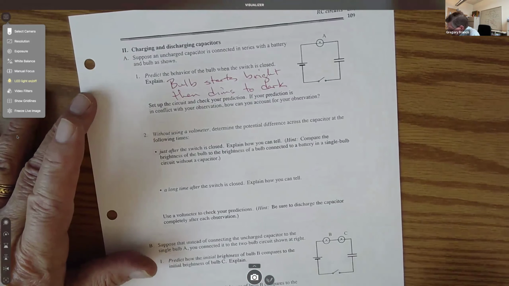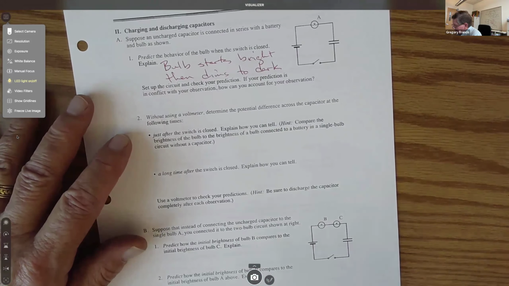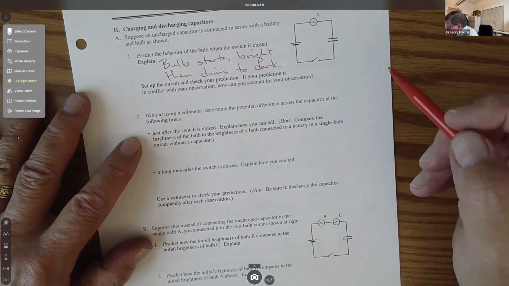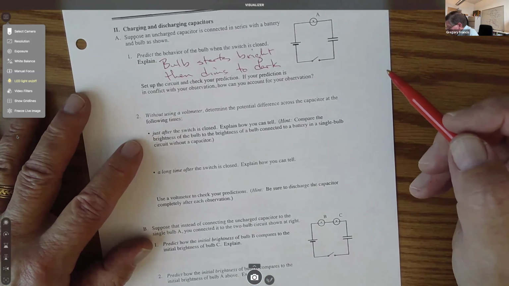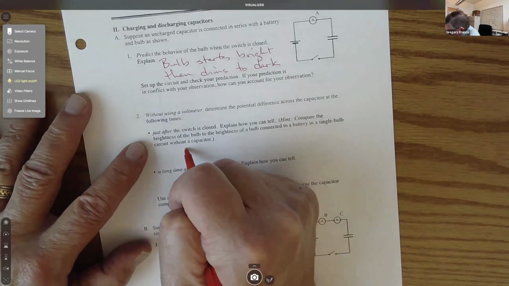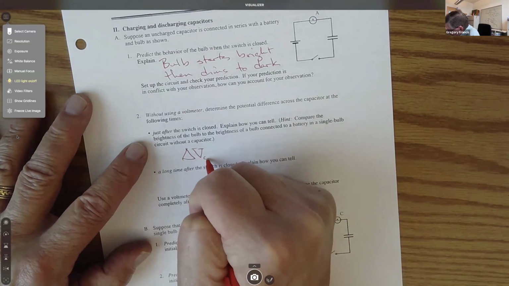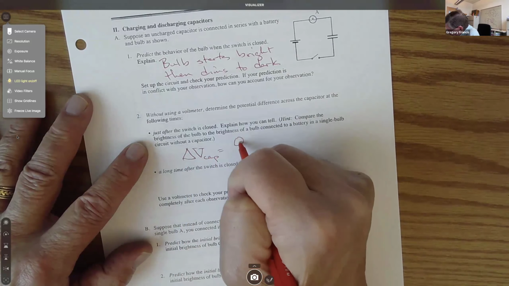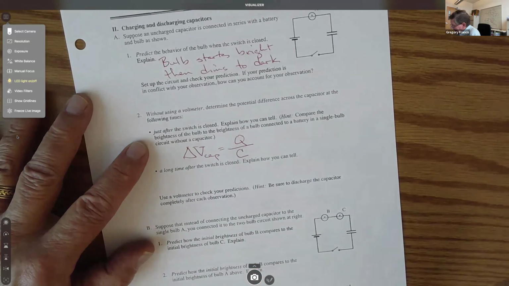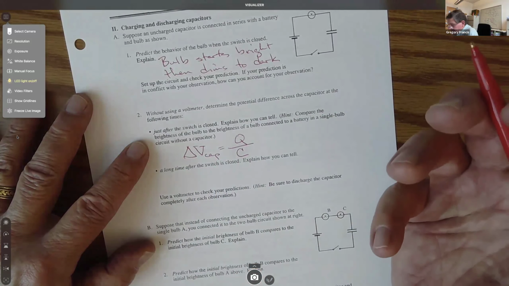Now, set up the circuit and check your prediction. If your prediction is in conflict with your observation, how can you account for your observation? Okay, we'll do that in just a moment. Without using a voltmeter, determine the voltage difference across the capacitor at the following times. Well, just after the switch is closed, the voltage across the capacitor I can write as the charge stored on the capacitor divided by the capacitance. And right after the switch is closed, that capacitor is empty.